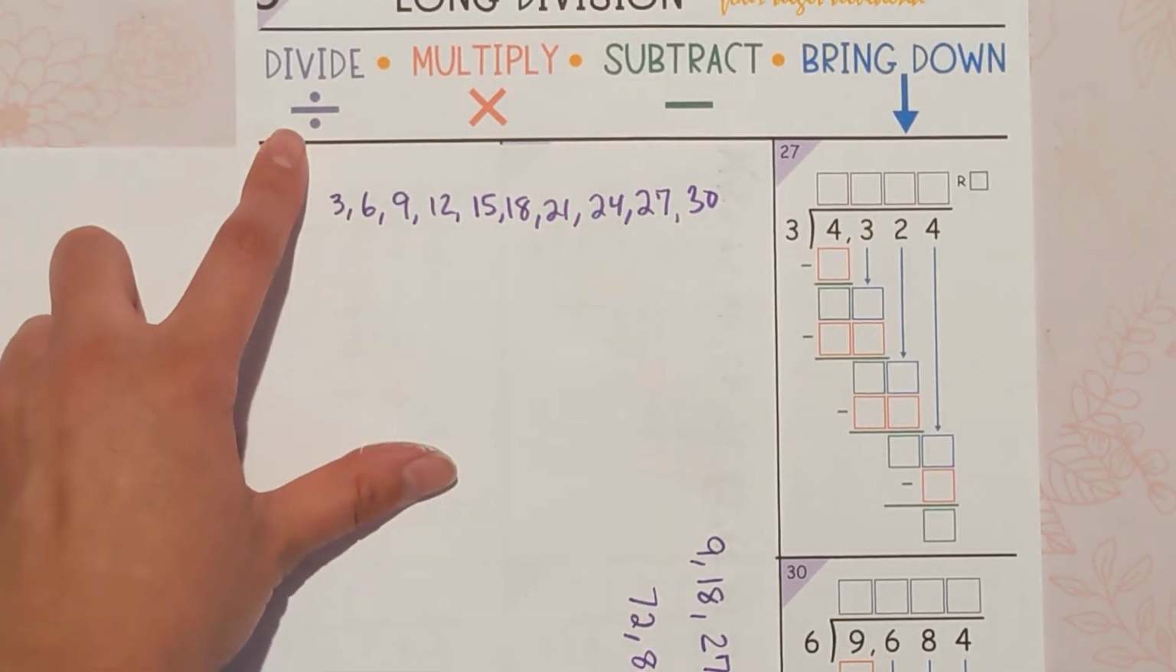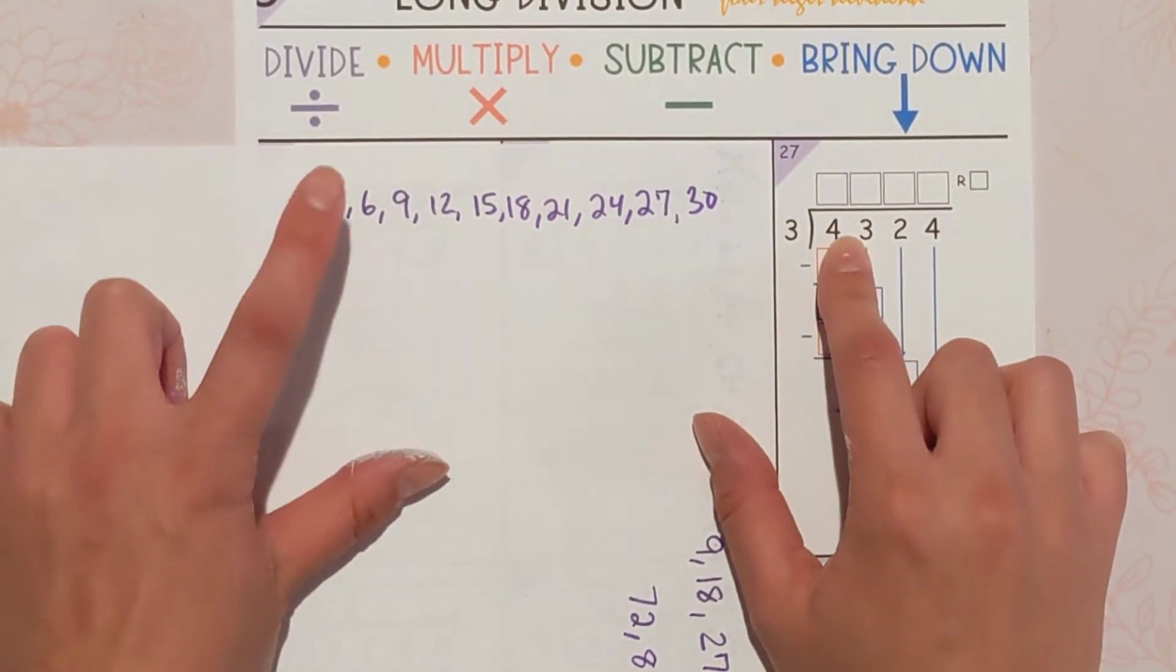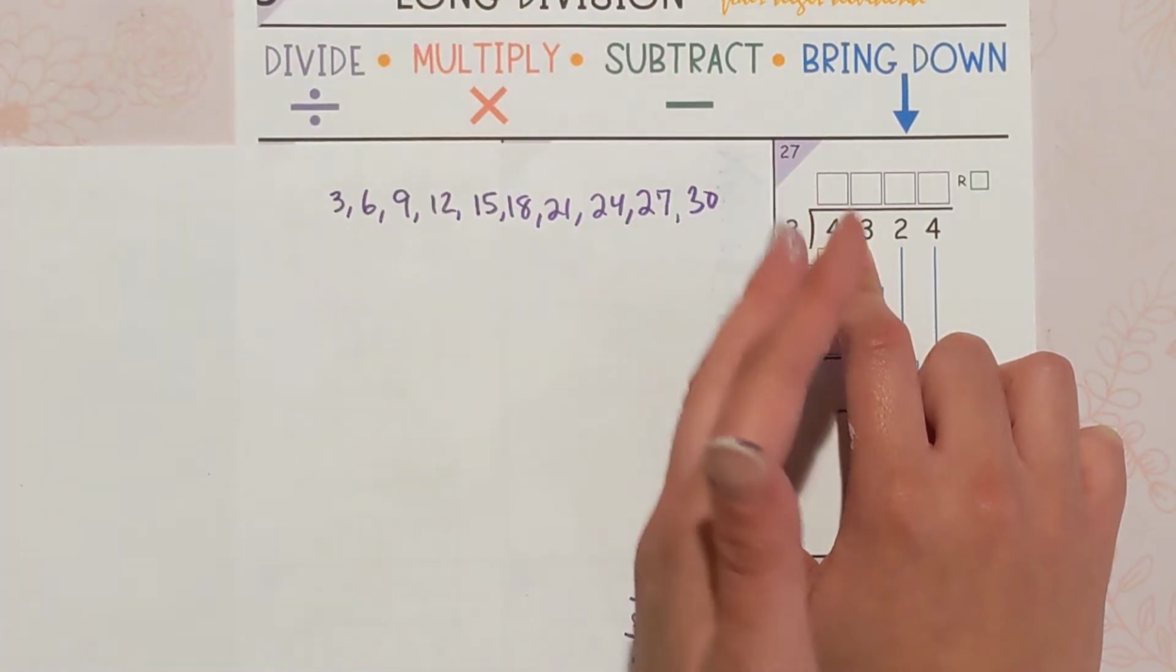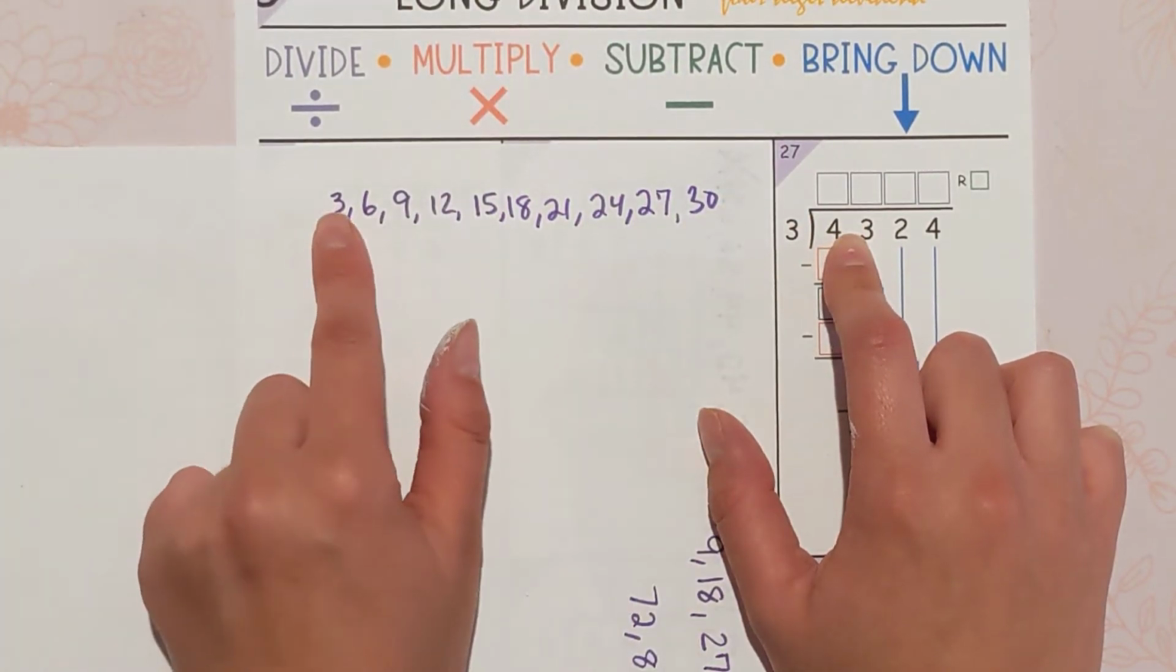Our first step is to divide. So how many 3s can fit into 4? Or how many times can you skip count your 3s before you go over 4? We went over there, so just one time.